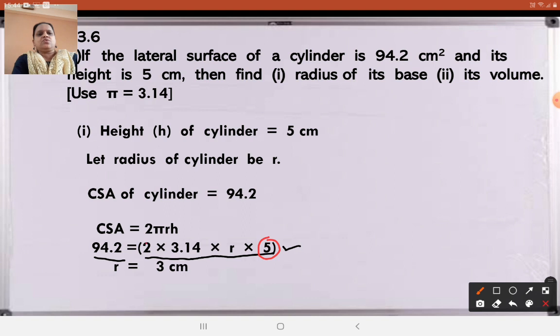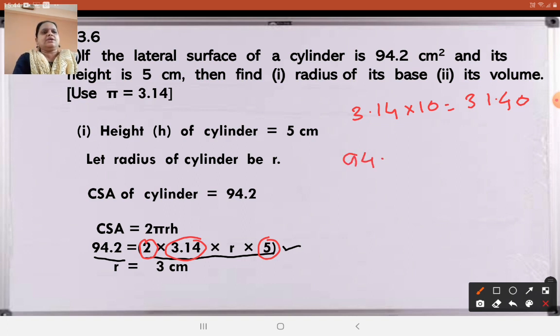So now just multiply. 5 into 2 is what? 10. So 10 into 3.14. 3.14 into 10, it will be what? 3140. If you put the decimal point, it will become as 31.4. So here you will get 94.2 equal to 31.4 into r. So 94.2 upon 31.4 equal to r.